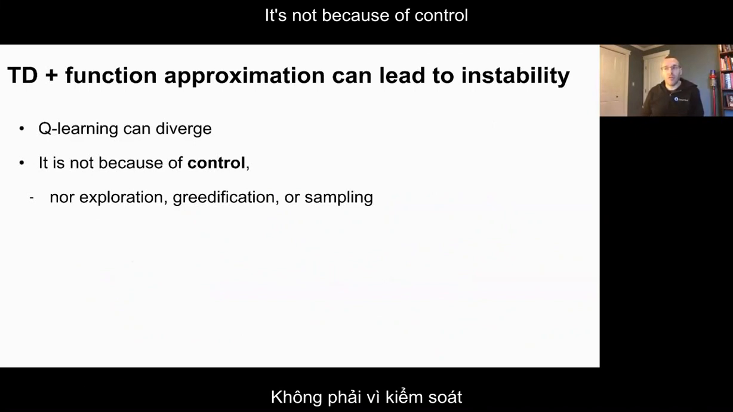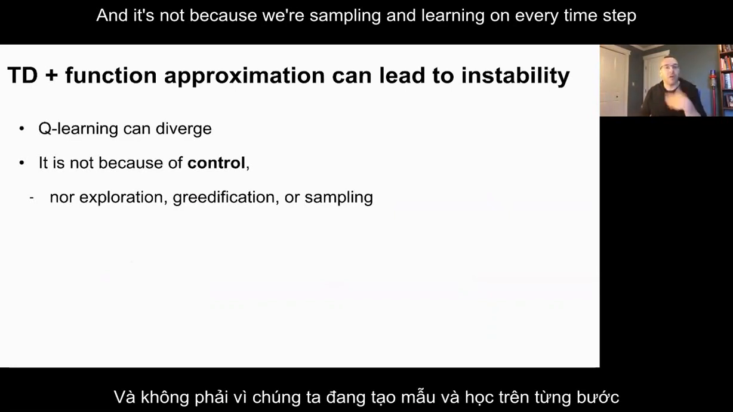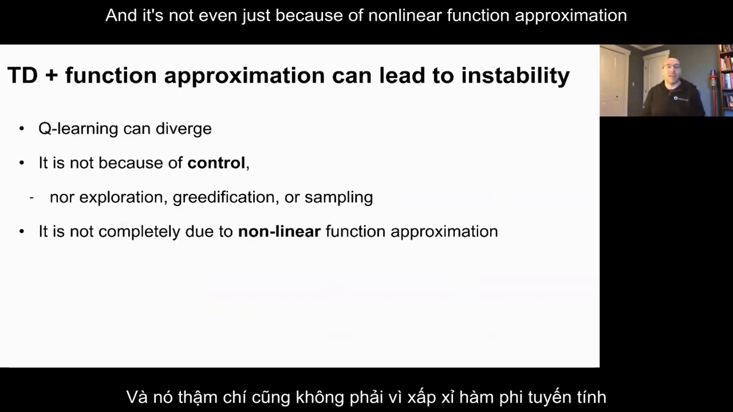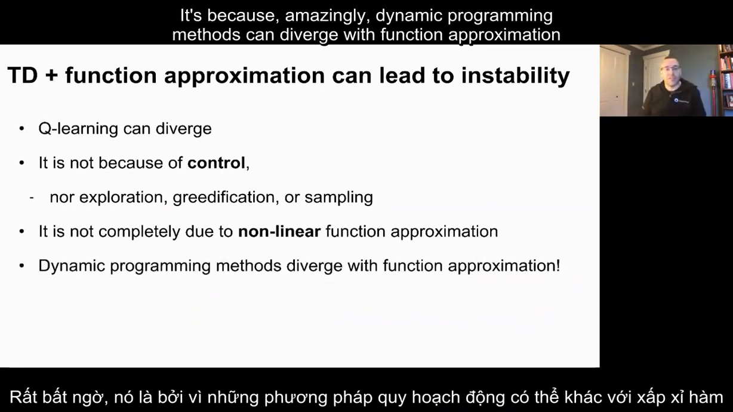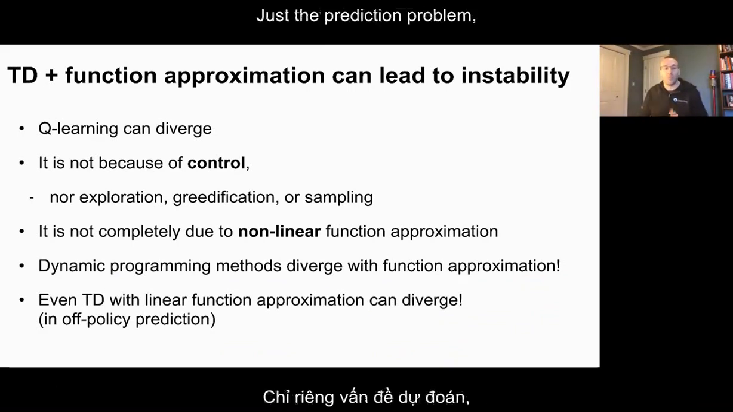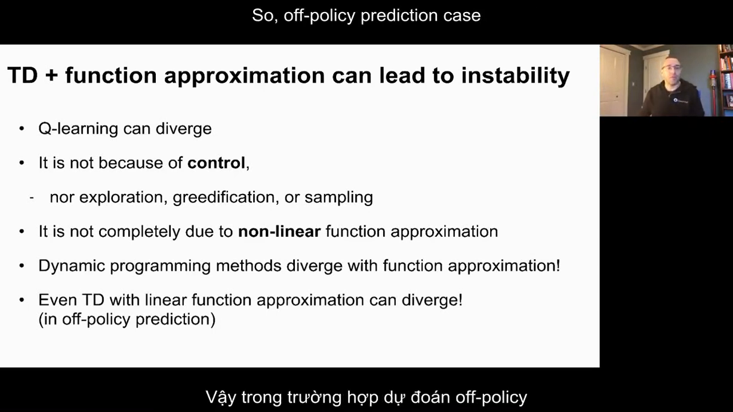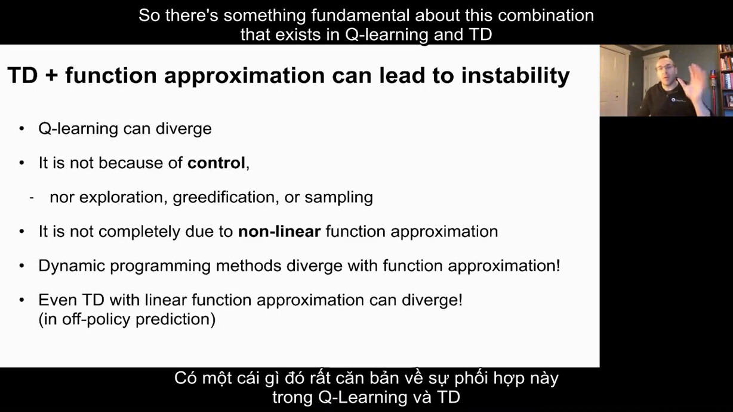It's not because of control. It's not because of exploration. It's not because of greedification, like taking that max action. And it's not because we're sampling and learning on every time step. And it's not even just because of nonlinear function approximation. It's because, amazingly, dynamic programming methods can diverge with function approximation, which we didn't talk about today. And even TD, just the prediction problem, no control at all, where the policy is completely fixed, can still diverge. So that's the off-policy prediction case. So there's something fundamental about this combination that exists in Q-learning and TD.